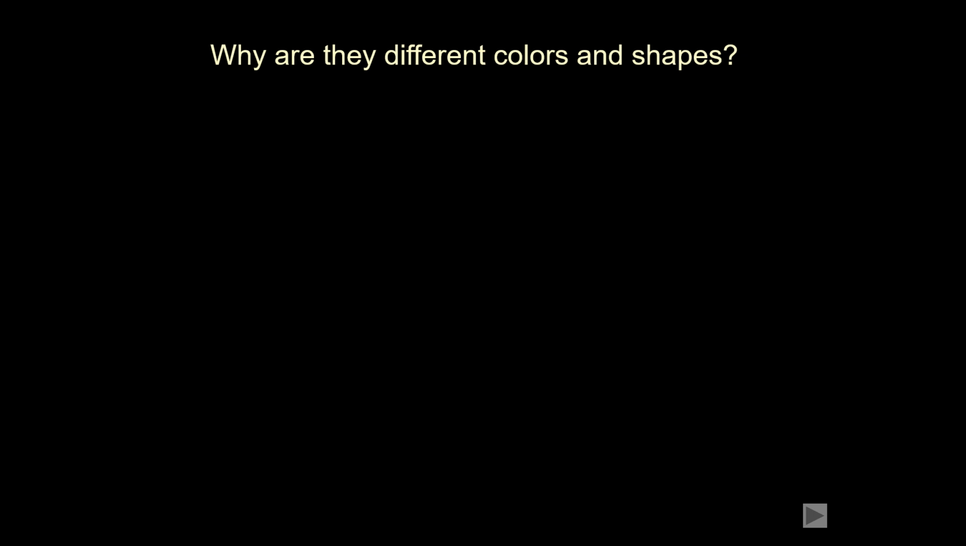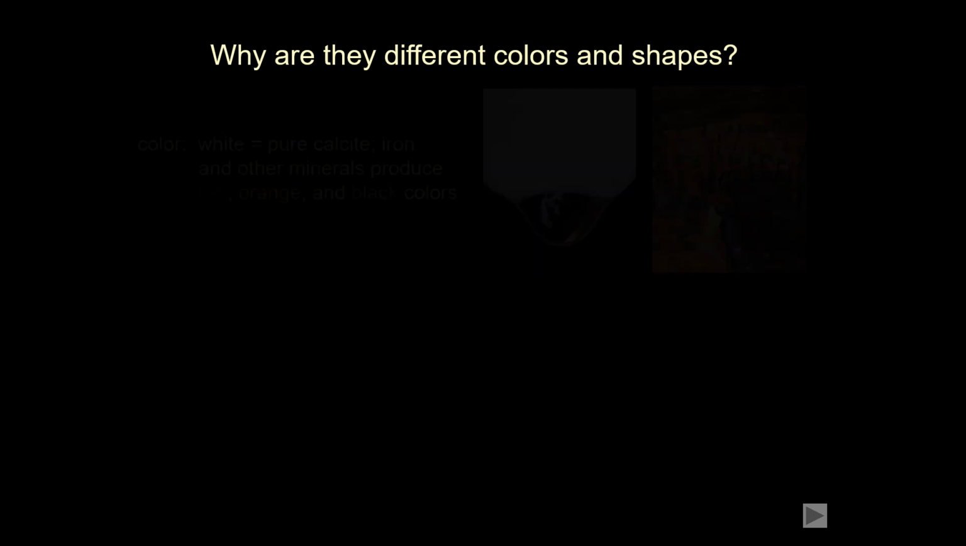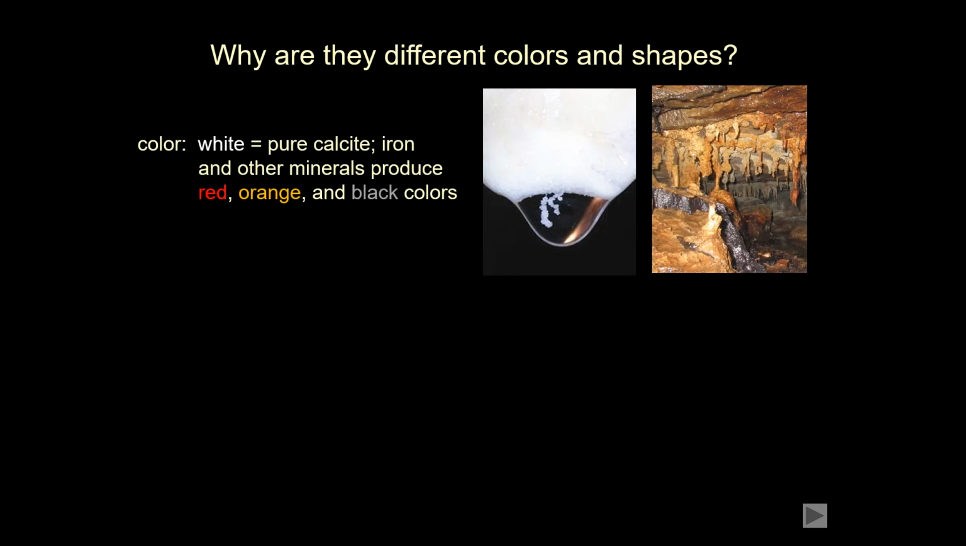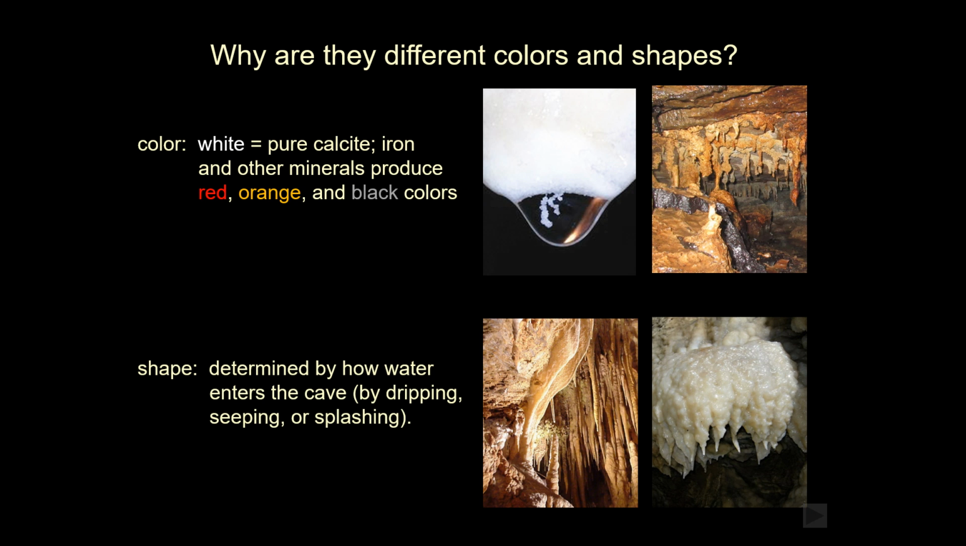But we might ask the question when we look at cave decorations: why are they different colors and shapes? Well, we can say that color is affected by the materials that we see in these cave decorations. So we can say white is often pure calcite. Iron and other materials produce a variety of different colors: the reds, the oranges, the blacks. The shape is determined by how water enters the cave. Does it enter by dripping, seeping, or splashing?